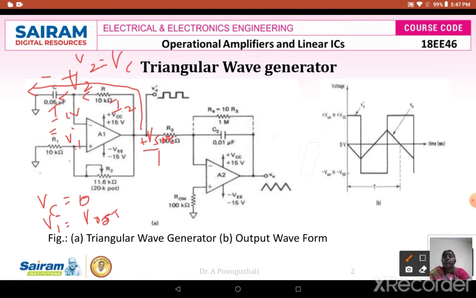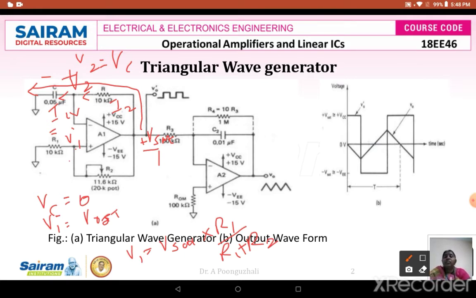So your V2 voltage is going to be equivalent to Vc, and your V1 voltage is going to be equivalent to, you can see that this is your plus Vsat, the drop across this R1 is going to be the V1 voltage there. So it is nothing but plus Vsat into R1 divided by R1 plus R2. So in this case, the voltage at V1 is going to be Vsat into R1 by R1 plus R2.